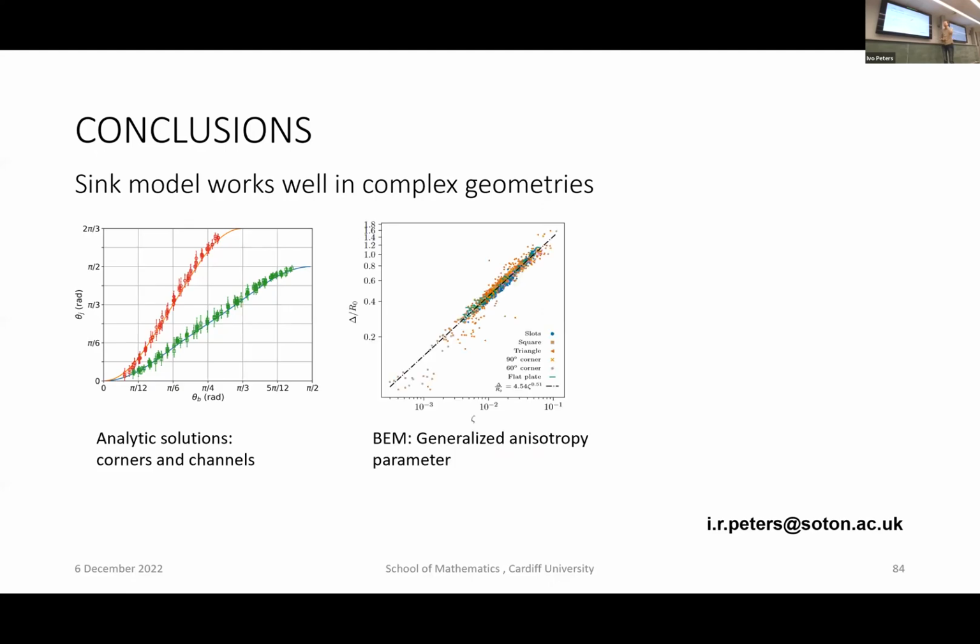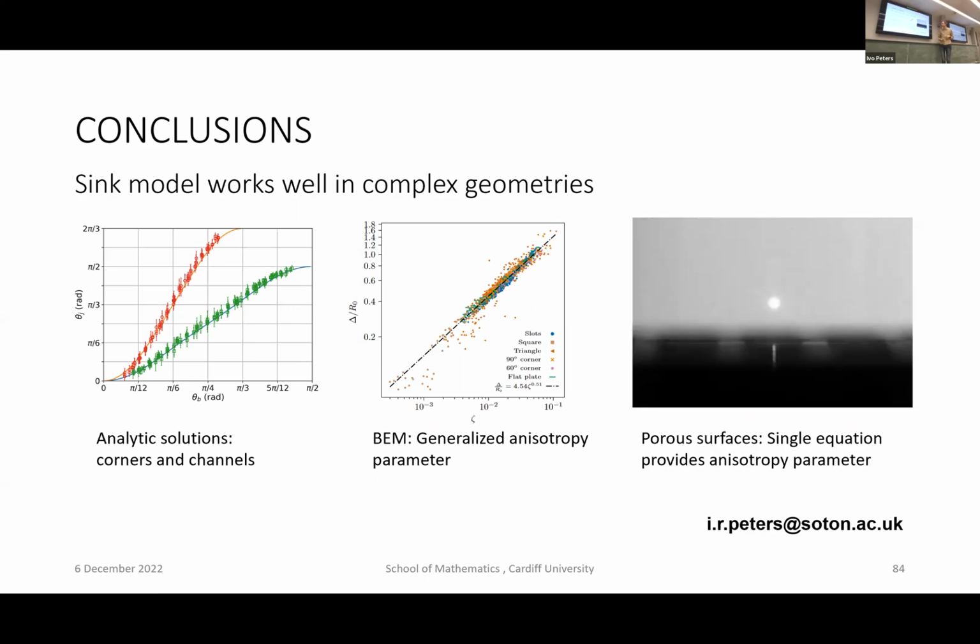So I've shown you analytic solutions for corners and channels. If we use the boundary element method, we can make this generalized anisotropy parameter, which works for, as far as we know, all the geometries that we have tested. And I ended with the porous surfaces, where we now have a single equation that provides an anisotropy parameter.